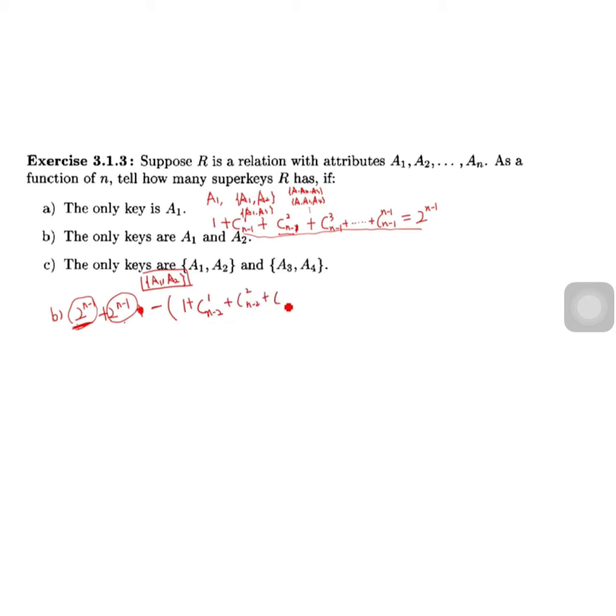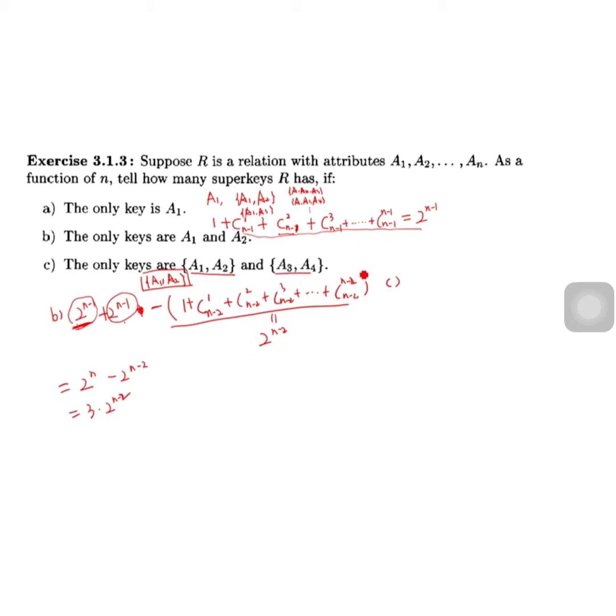To select 3 and so on. Select all these n minus 2 attributes. Then this part is, then we can get this is B and C. The only keys are A1, A2, and A3, A4.